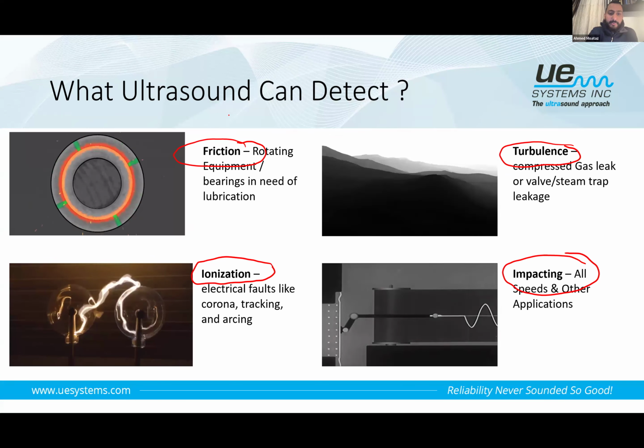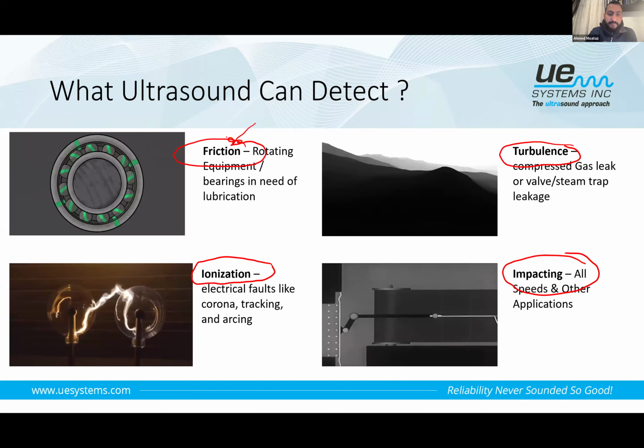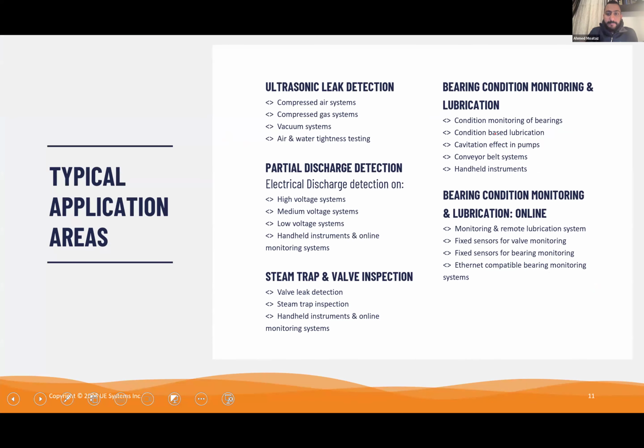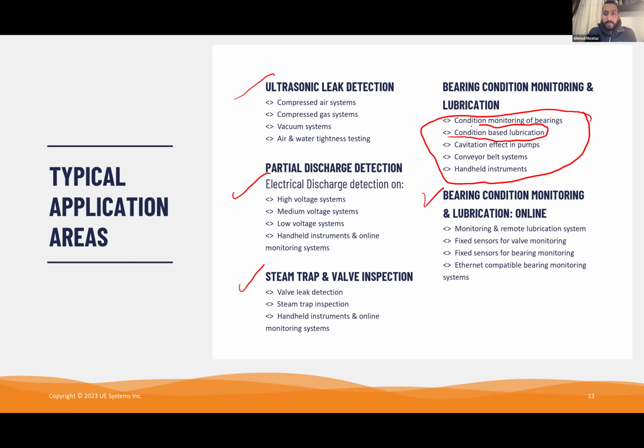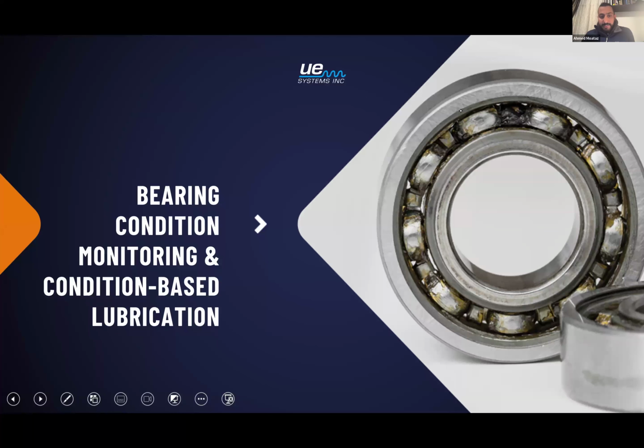So basically, today we are going to focus mainly on the friction-related problems, which can be sorted into condition-based lubrication and the condition monitoring of rotating equipment. All these are ultrasound applications. That's why it's a very versatile technology which can be applied in different applications. So our topic today will be condition-based lubrication for our rotating equipment. So the bearing condition monitoring and condition-based lubrication, let's start the story from the beginning.